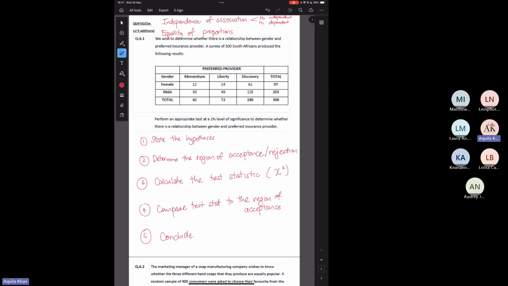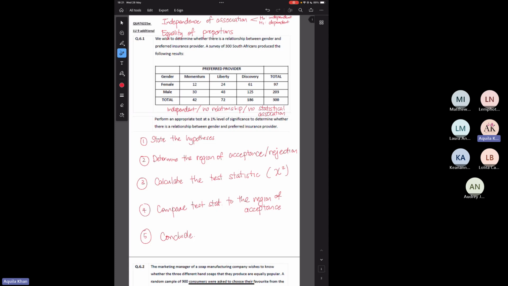Or you can even say, instead of saying independent, if you want, you can say that there is no relationship between the variables. Or you can even say that there is no statistical association between them. So any one of these words can be used. You can say that the two variables are independent of each other, or you can say there is no statistical association between the variables, or you can say that there is no relationship between the variables.